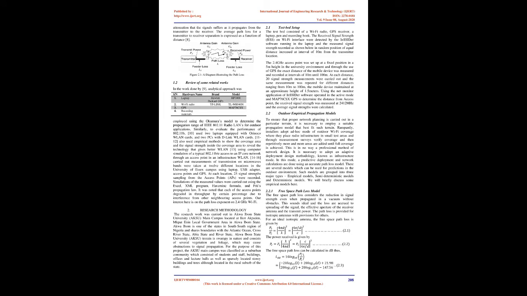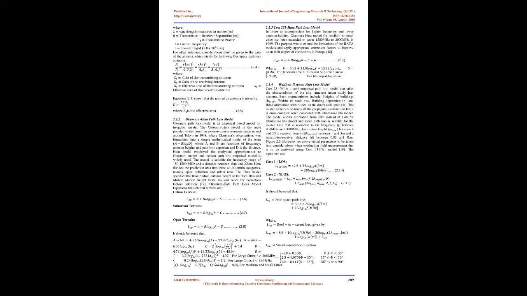to variable environmental conditions. According to [7], these phenomena induce signal scattering, fading and shadowing along the signal path, and their effects can best be described, on a large scale, by the path loss exponent, which defines the rate of change of attenuation that the signal suffers as it propagates from the transmitter to the receiver. The average path loss for a transmitter to receiver separation is expressed as a function of distance [8].